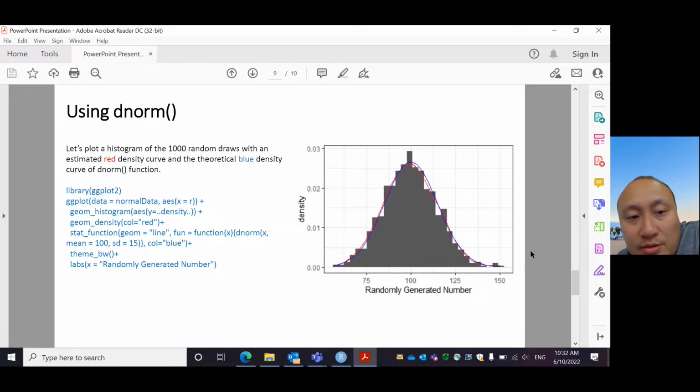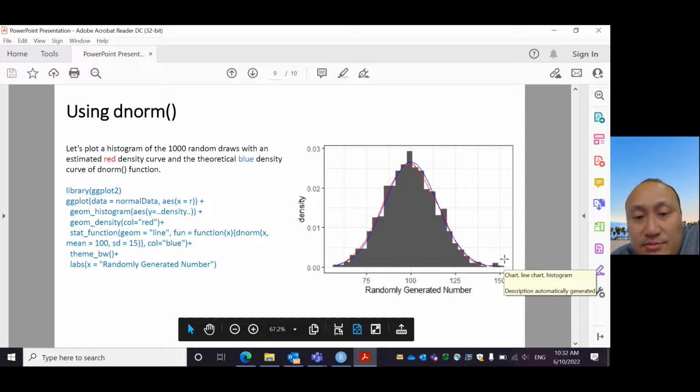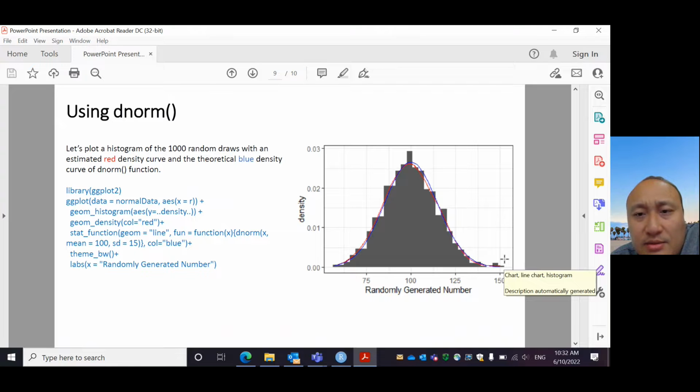And then I'm going to plot the dnorm function, the density function of the distribution, using a blue curve. Okay, so the graph actually is already here. So it's a histogram. And then we're going to plot a red estimated density curve of those 1,000 random numbers, and a blue density curve of the theoretical density function of the normal distribution using the dnorm function.